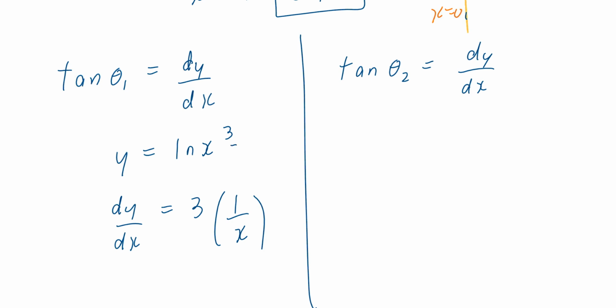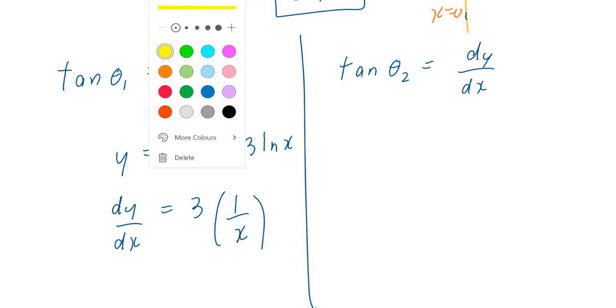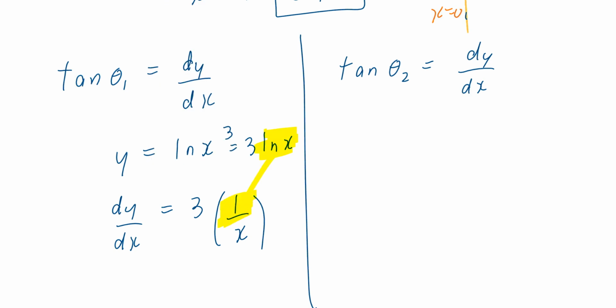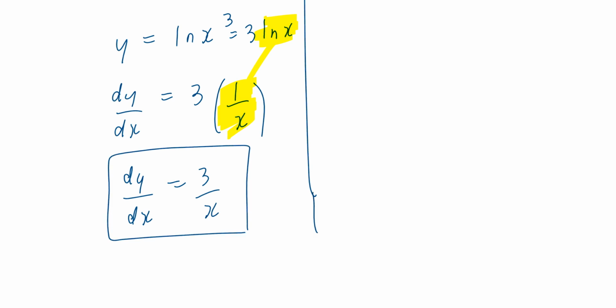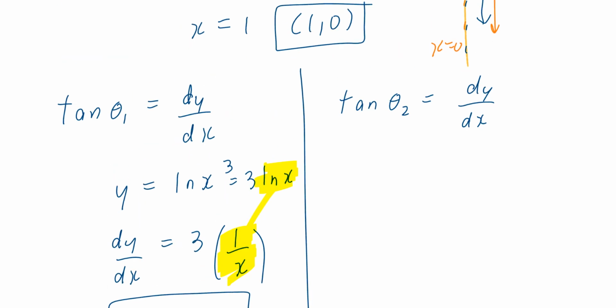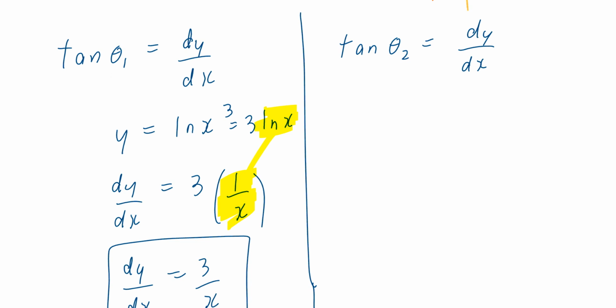And again, notice what I'm doing here. The 3 could be brought to the front. So I take the derivative of ln of x, which will give you 1 over x. So really, dy by dx equals 3 divided by x. I'm going to put a box around this when I come back in a moment. Likewise, in the second column, when I think about dy by dx for y equal to ln of x, dy by dx in this case is going to be 1 divided by x.